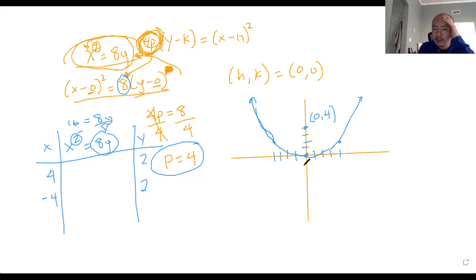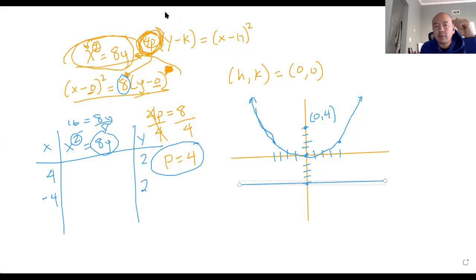And the directrix is 4 below that, 1, 2, 3, 4. Keep in mind that the directrix is going to be a line. It's not going to be a point. The point will help us determine where the line is. So once you get the point, remember that the directrix is either a horizontal or a vertical line. So you're going to draw this out, through this right here.